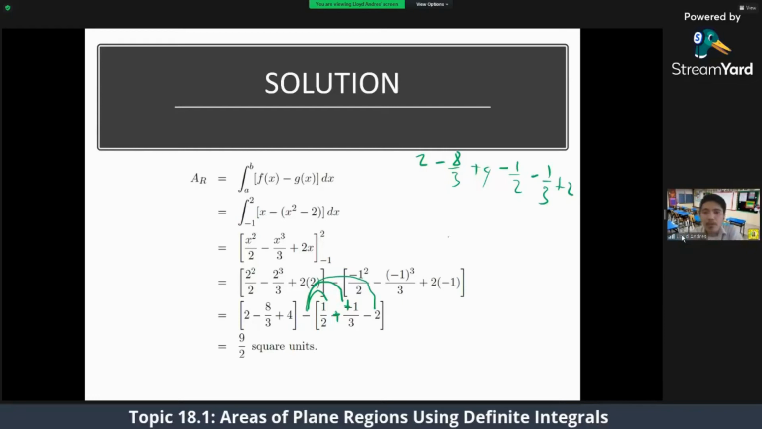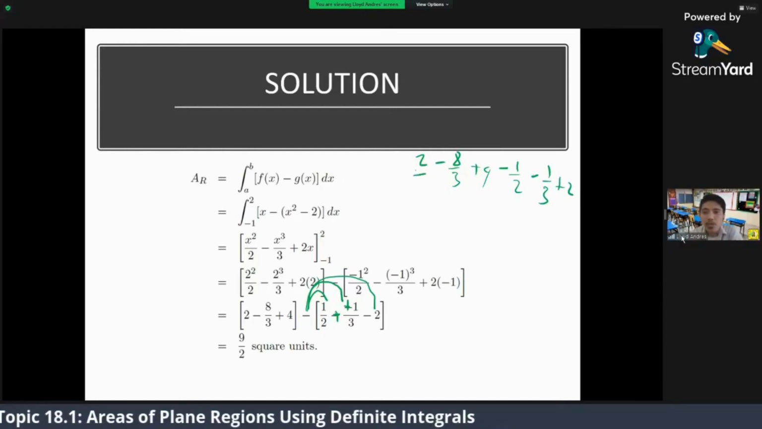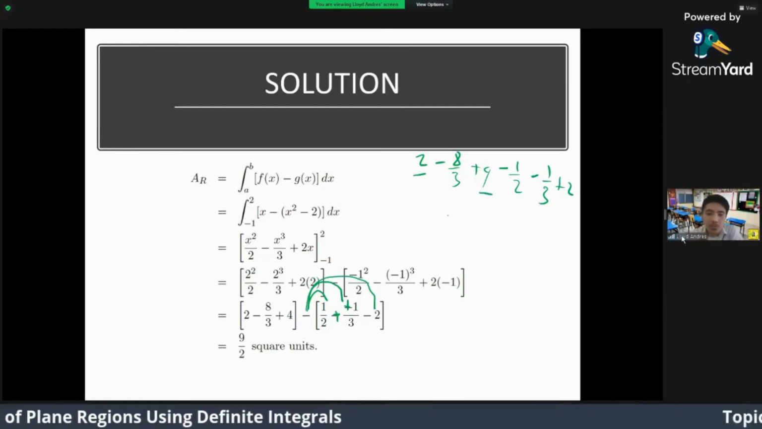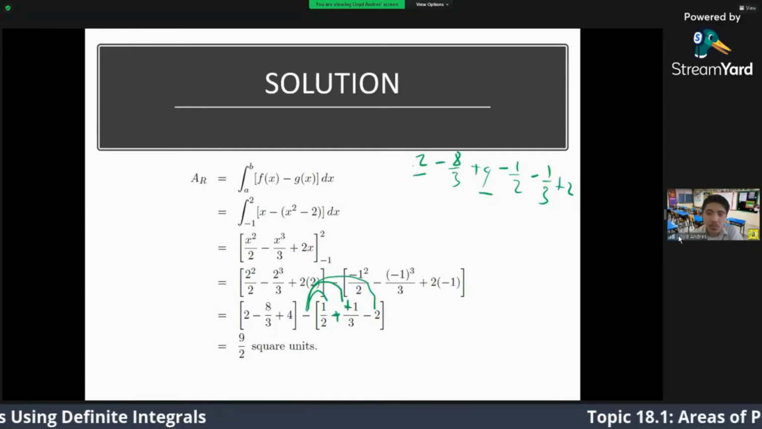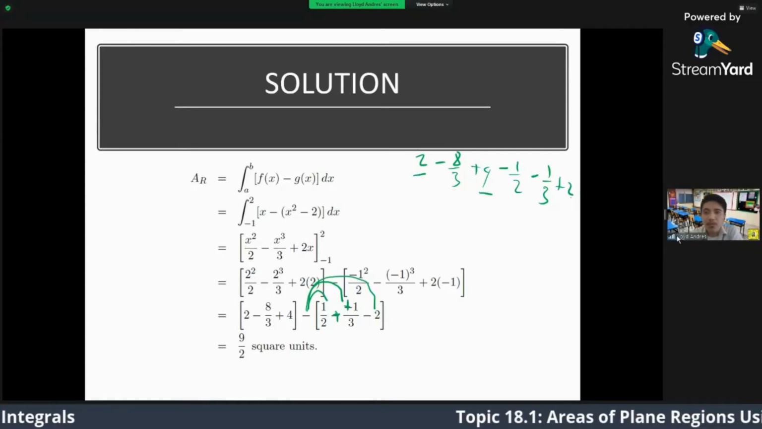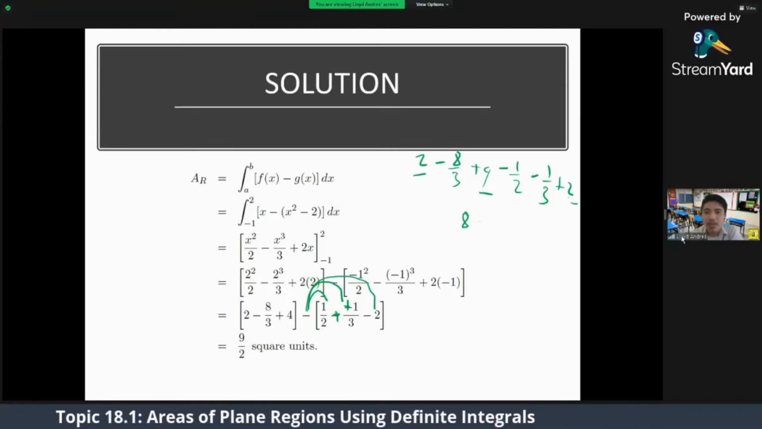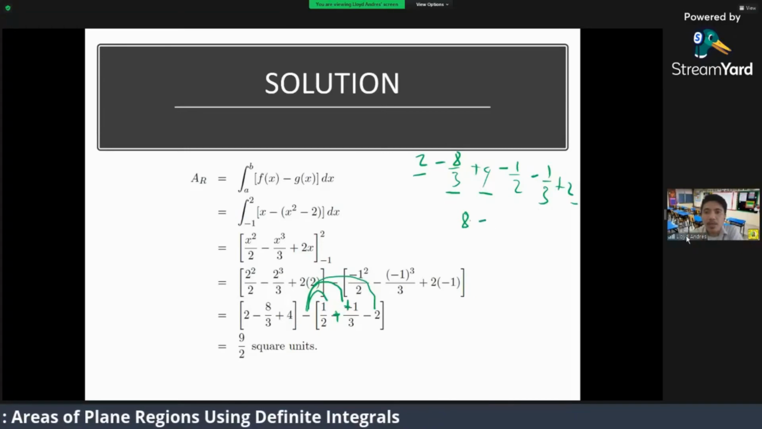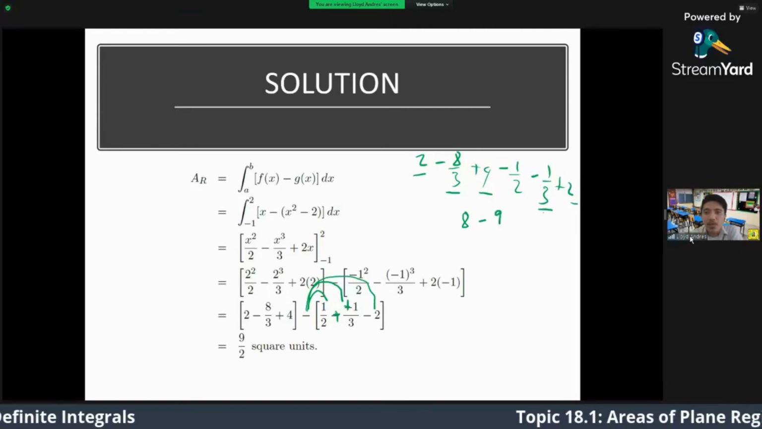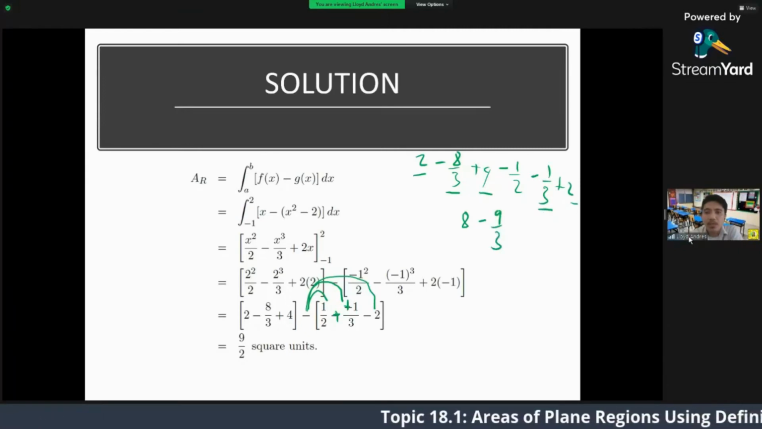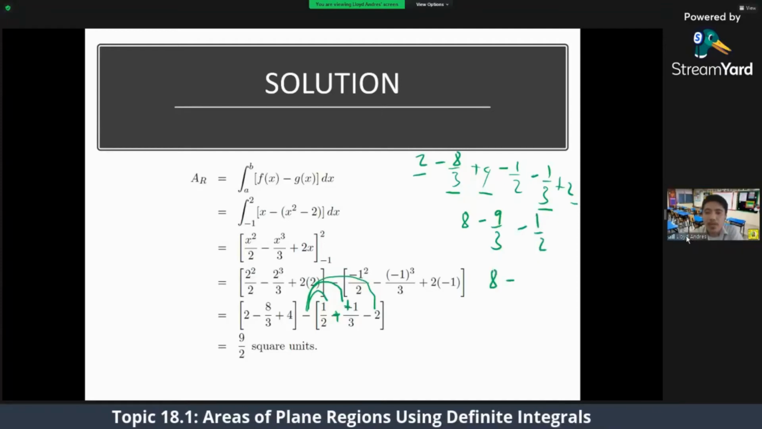So we have 2, 6, 2 plus 4, plus 2. So, this is 8. This negative 8 over 3, negative 8, negative 1, that is negative 9 over 3. Then minus 1/2. Which is negative 9/3, that's 3.